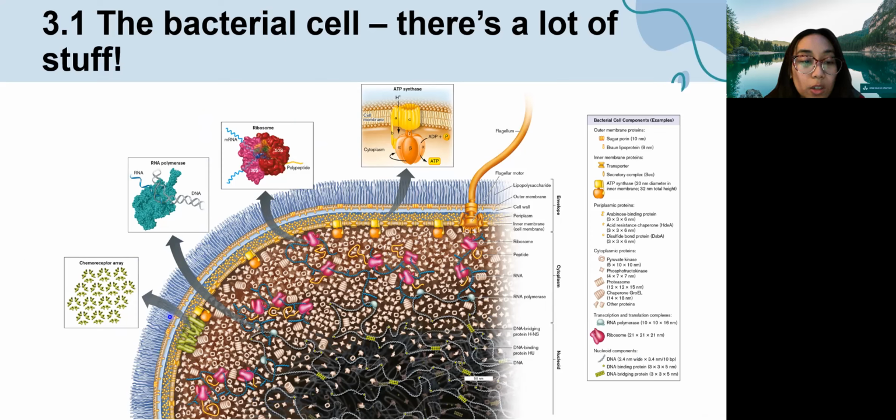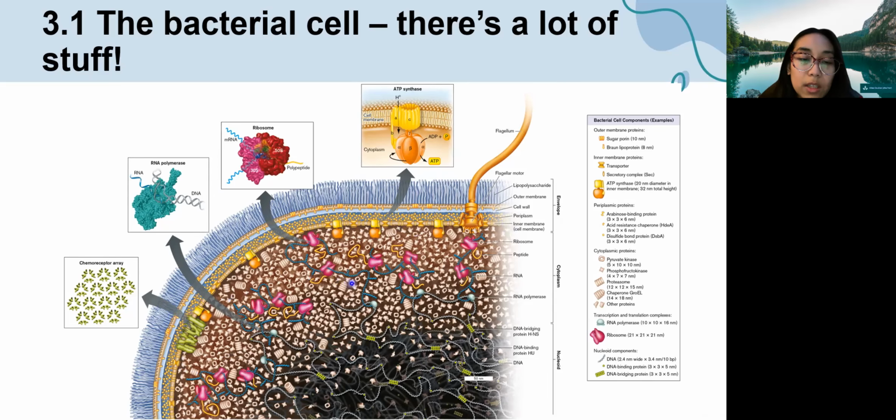So they've got a lot of the same components that you would see in a eukaryotic cell, but obviously they're quite different in terms of their structure. And so one of the main things that's different is the cell membrane and their cell wall. So their outer layers are slightly different than a eukaryotic cell.